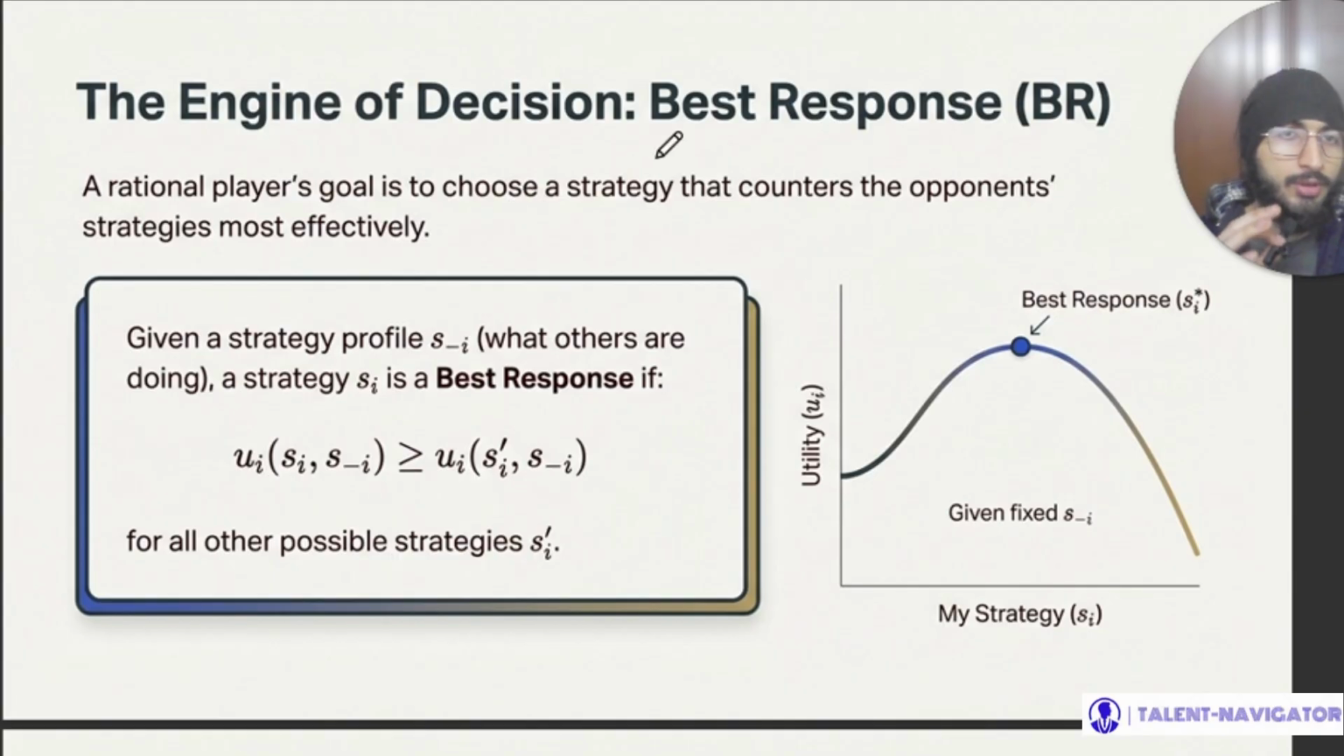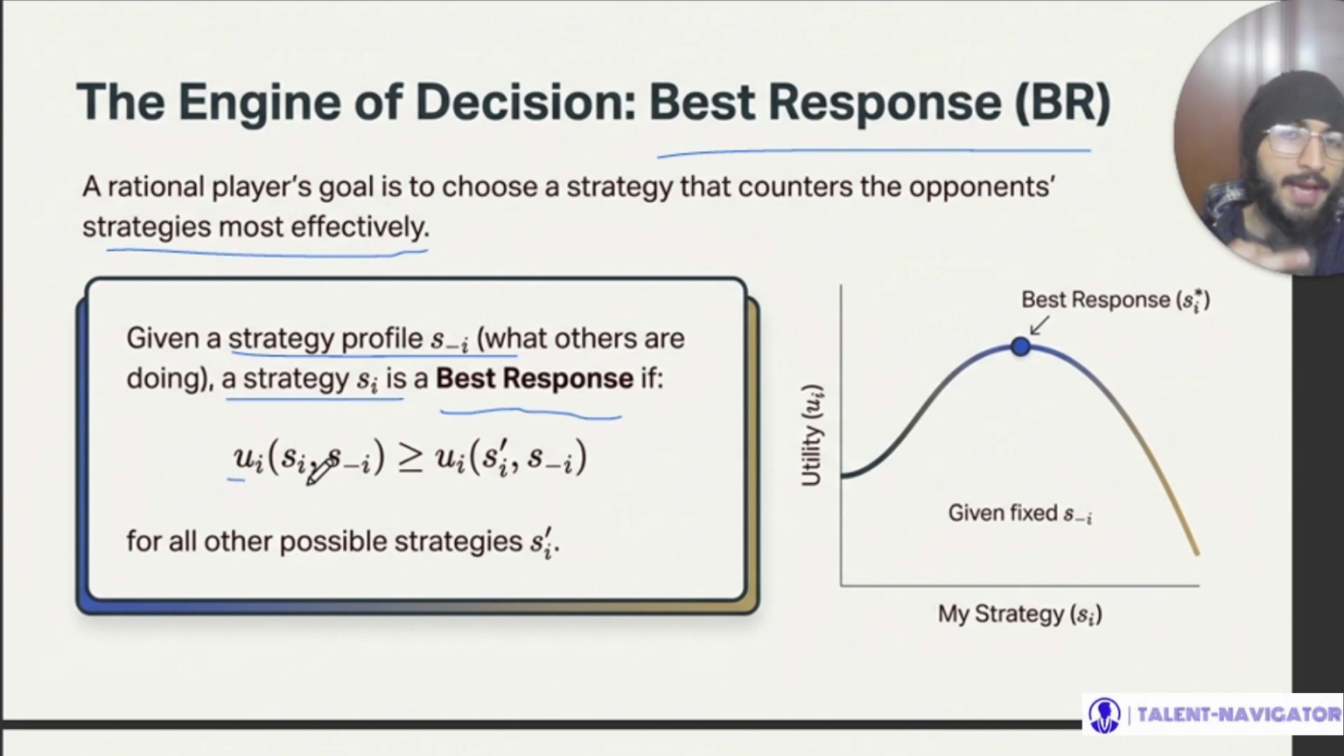Now the engine of decision, that is best response. So rational players' goal is to choose a strategy that counters the opponent's strategy most effectively. So given a strategy profile S_-i, what others are doing, a strategy S_i is the best response if U_i(S_i, S_-i) is greater than or equal to U_i(S'_i, S_-i) for all other possible strategies S'_i, right? So this is the best response that can be chosen by us, right?